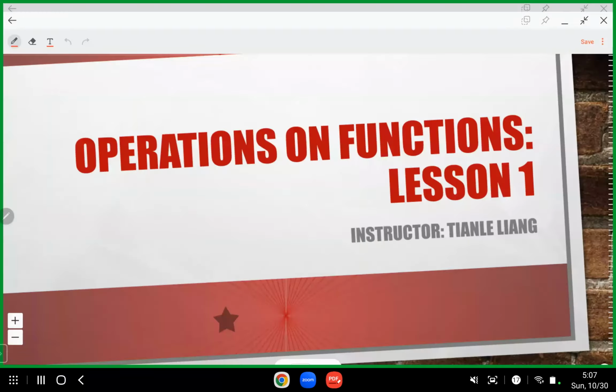First, we're going to learn about the 4 parent functions that we're going to be working with this unit. Then we're going to go over the 4 main function transformations, the main ones, and then we're going to do some practice problems. So first, let's go over homework from last class.